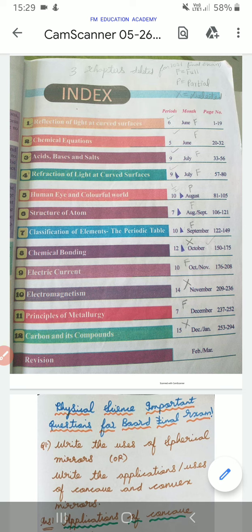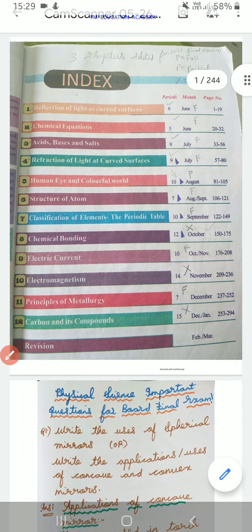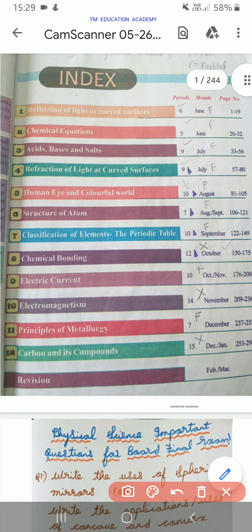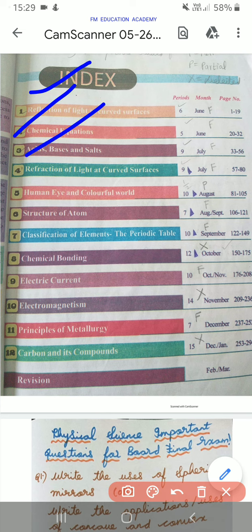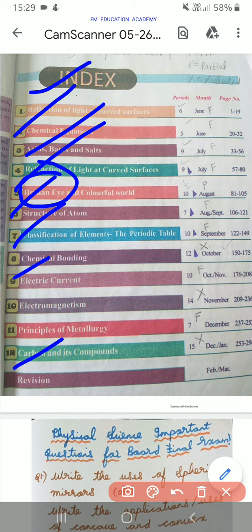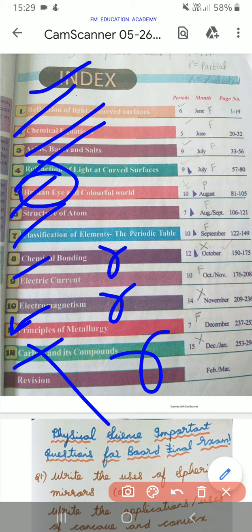We know that out of the 12 chapters, the portion has refraction of light at curved surfaces, chemical equations, acids, bases and salts, human eye, structure of atom, classification of elements, electric current, and principles of metallurgy. Carbon and its compounds, electromagnetism, chemical bonding, and colorful world are deleted for your tomorrow's physics exam.